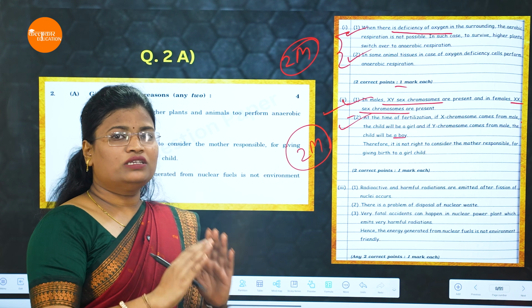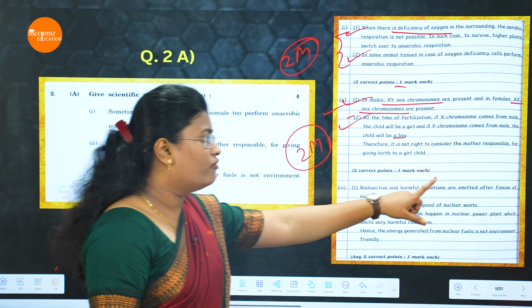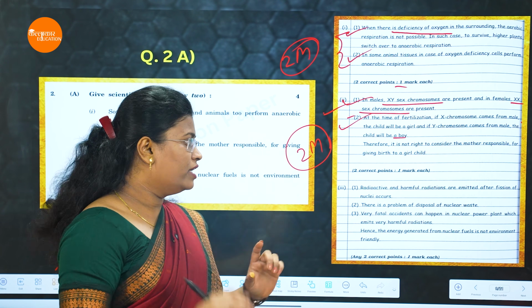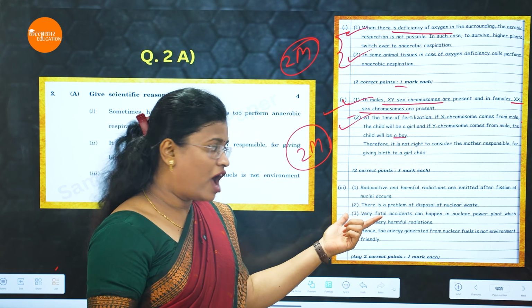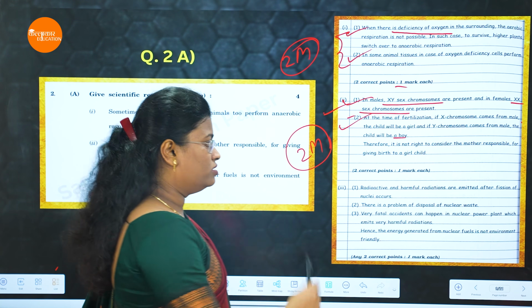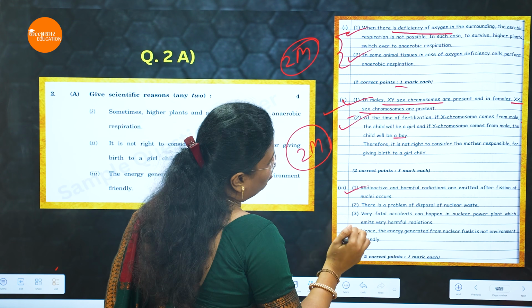Fission means what? Something is getting separated. So after fission of nuclei, after separation of the nuclei content, there will be emission of harmful and radioactive radiation, which is not good for us. This will be your first point.